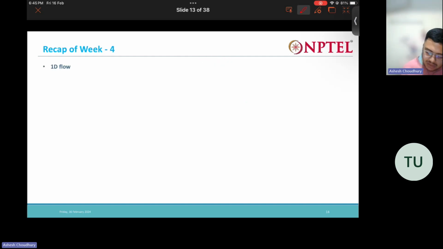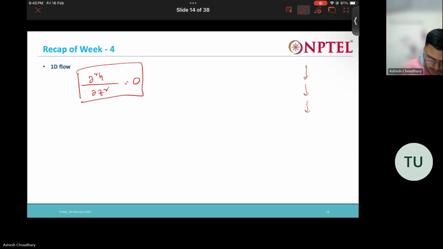Now what about 1D flow? The flow is only occurring in one direction, one directional flow. For that we can write this equation. This is the equation for 1D flow, because we are considering that the flow is only occurring along the z direction. So what we can do? This one you can easily integrate. So what will be h? h is equal to a1 z plus a2, where a1 and a2 are integration constants.